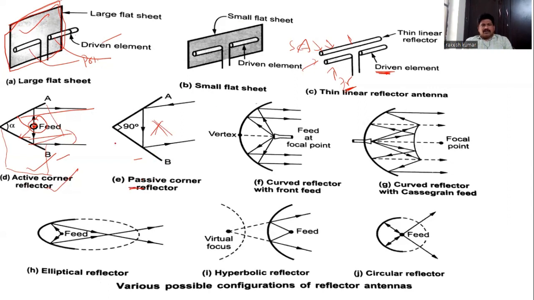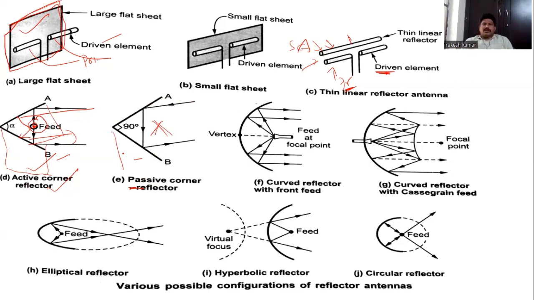Here two flat sheets are joined like this. This is one sheet, this is another sheet. If I join them like this, I get a corner. So a corner comes into the picture, and this is a corner antenna.